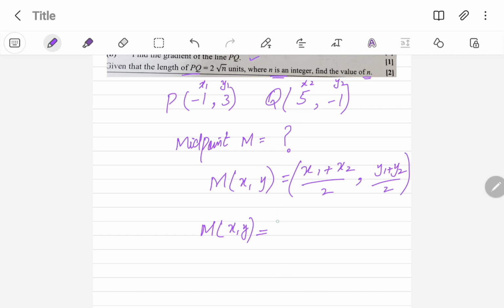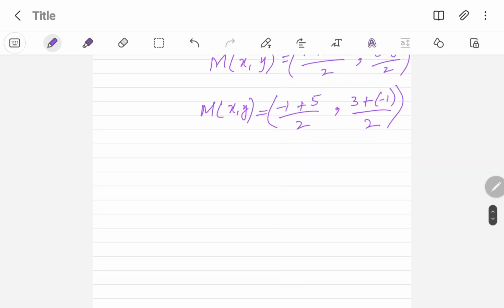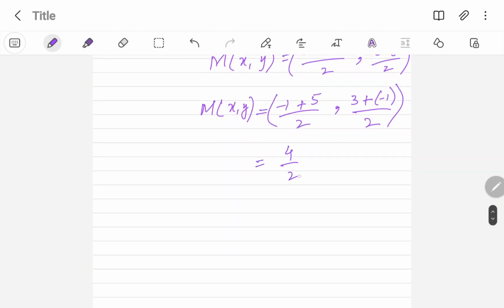Put the value: x1 is minus 1 and x2 is 5, divided by 2. Now y: the value 3 plus y2 has the value minus 1, whole divided by 2. It will be 4 over 2 and it will be 2 over 2. After simplification, it will be equal to 2 and 1. So the required midpoint has the coordinates 1 and 2.